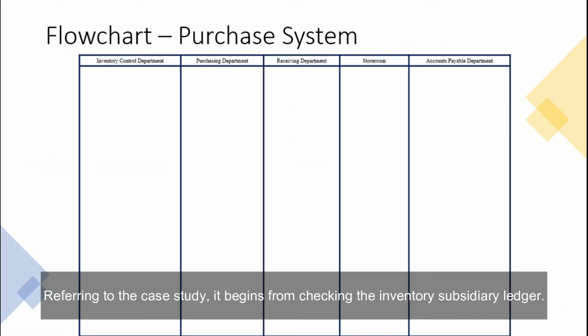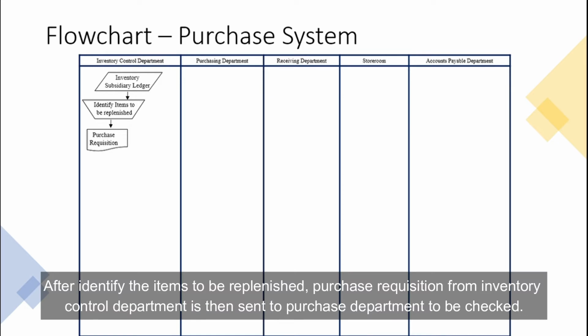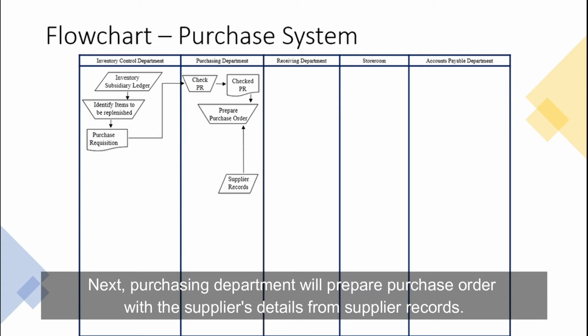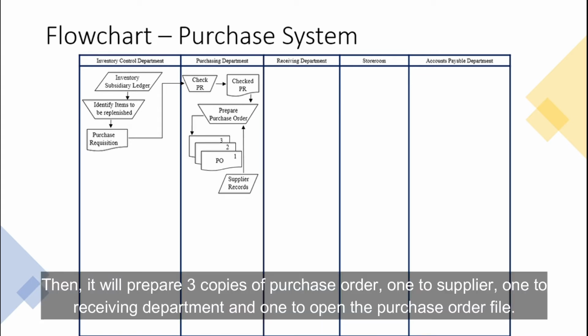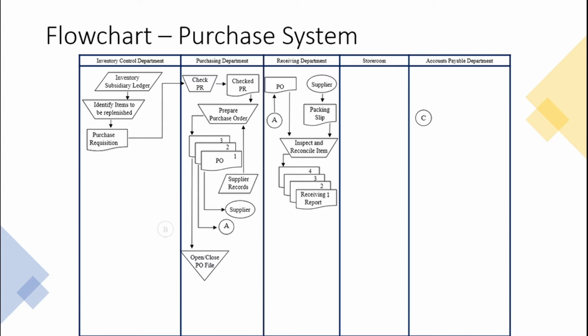Referring to the case study, it begins from checking the inventory subsidiary ledger. After identifying the items to be financed, purchase requisition from inventory control department is then sent to the purchase department to be checked. Next, purchasing department will prepare purchase order with the supplier details from supplier reports. Then it will prepare 3 copies of purchase order, one to supplier, one to receiving department, and one to open the purchase order file.